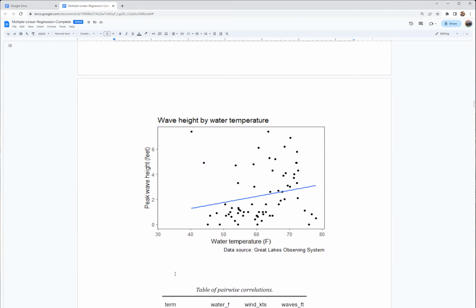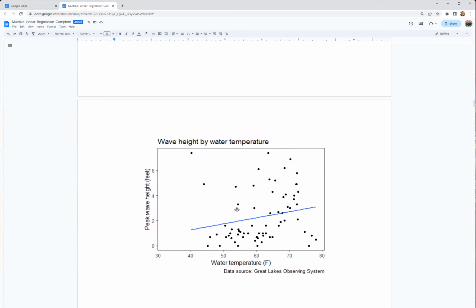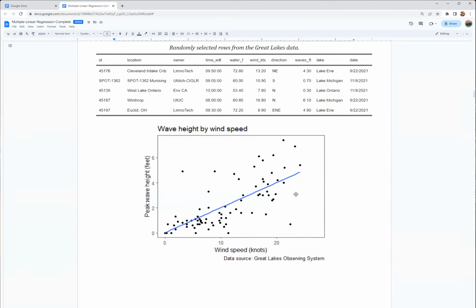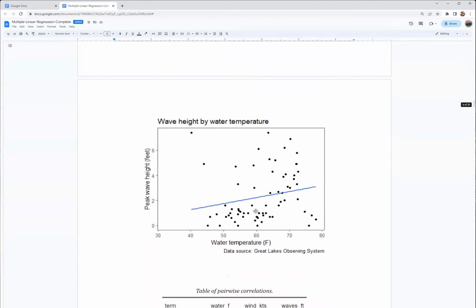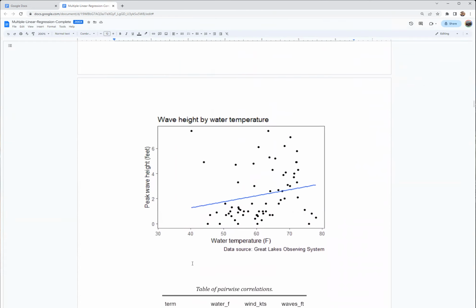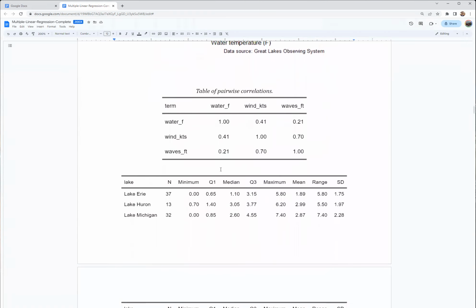So this relationship is not as strong, right? The wave heights and the wind speed understandably had a stronger relationship. Here it's not as clear, but we'll let the data tell us what's going on here, I suppose.